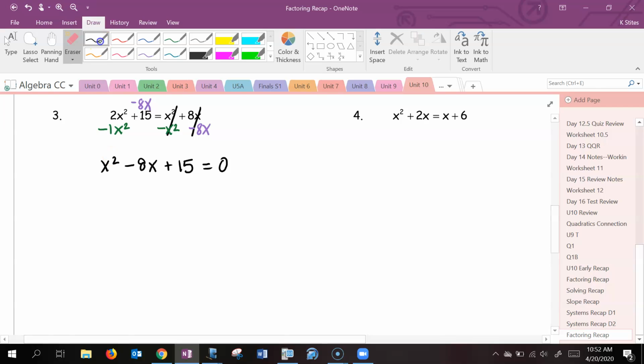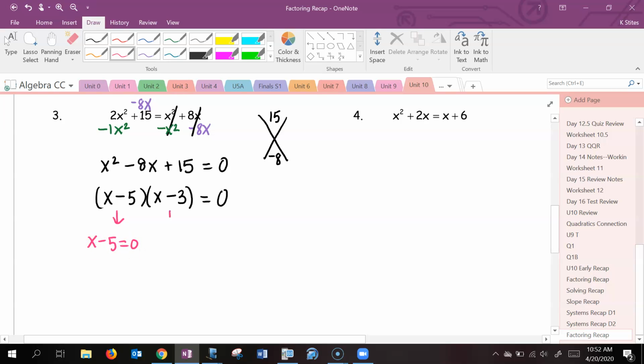Again, you just have a 1 in front of x squared, so we'll go straight to our box problem. Multiplies to 15, adds to negative 8. What multiplies to 15 and adds to negative 8? It's going to be 5 and 3, but they're both going to be negatives. And then don't forget to actually solve. We'll just set each part equal to 0. Again, this is called zero product property. And you can add your 5 over, and add your 3 over, and there are your two solutions.